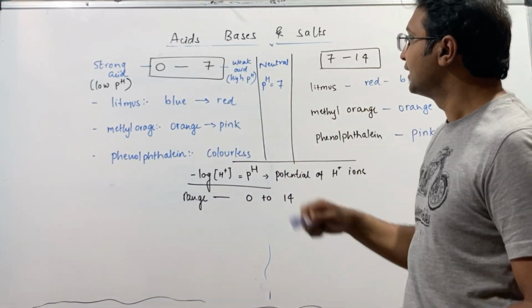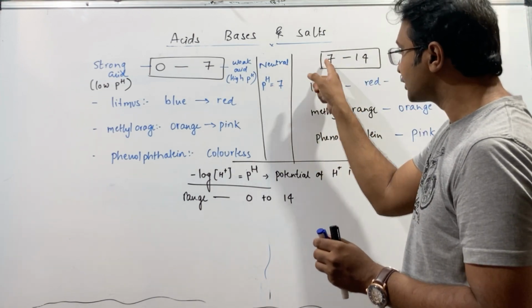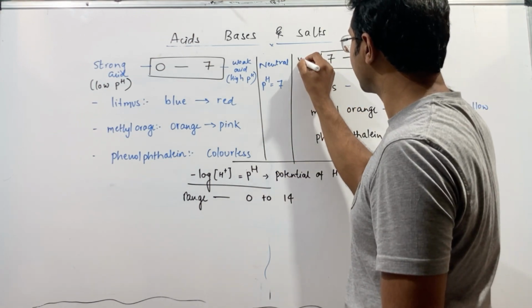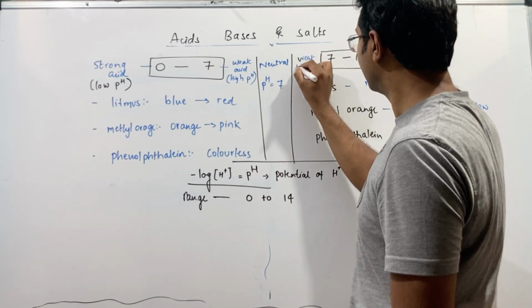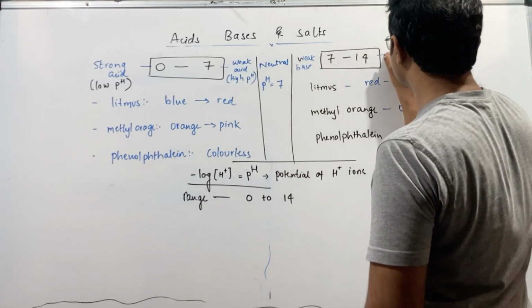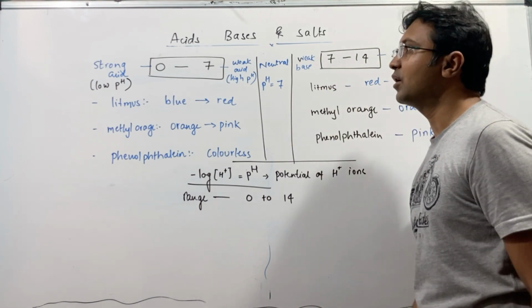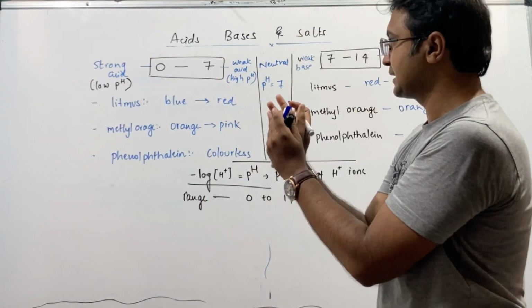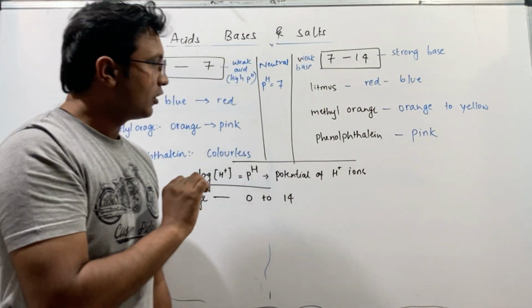In the same way, the center is neutral. On this part, it is 7. That means closer to the neutral, these bases are weak bases. And as I move towards 14, these are strong bases. Away from the neutral, strong base. Away from the neutral, strong acid. Center, pH 7, is the neutral part. I hope this much is clear to you.